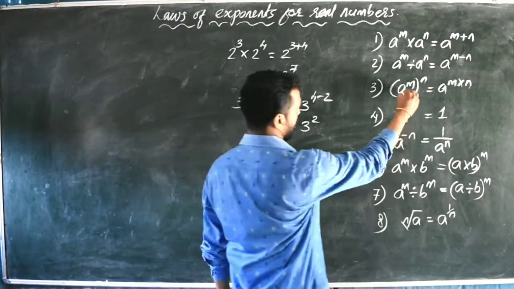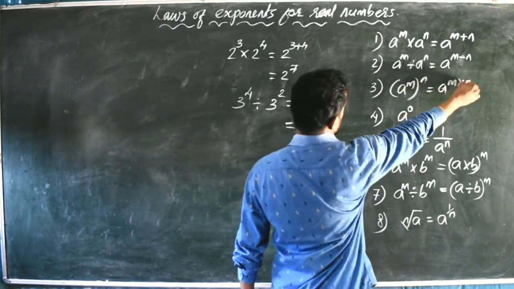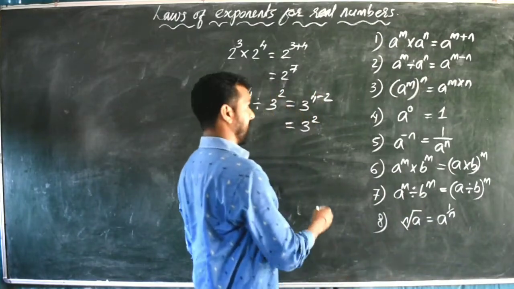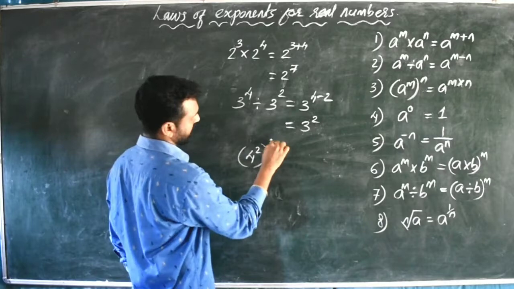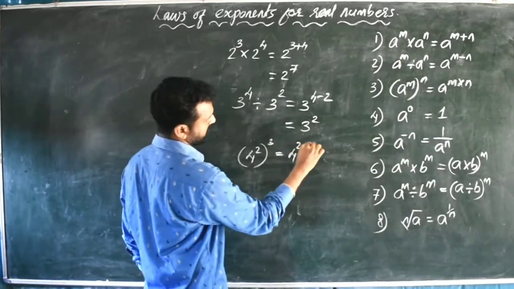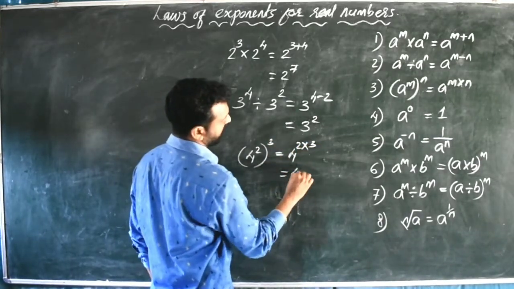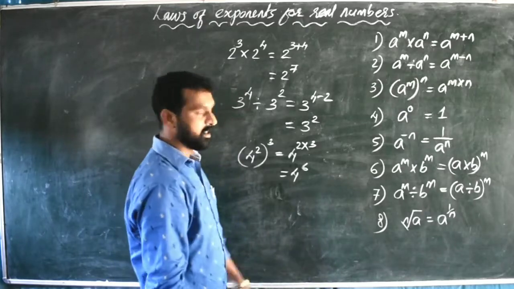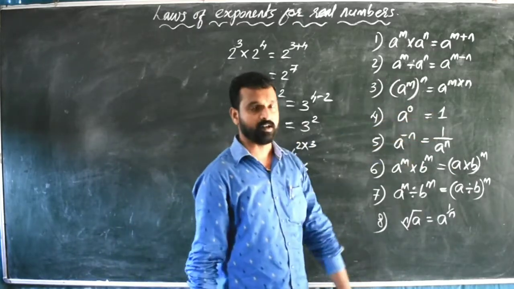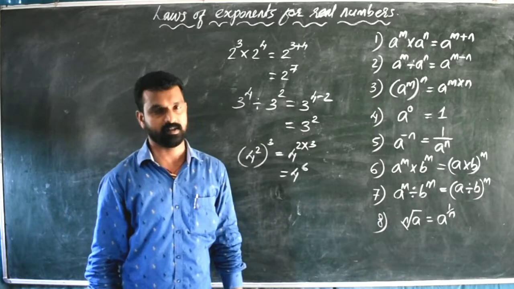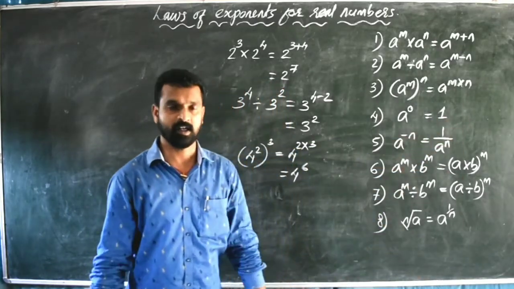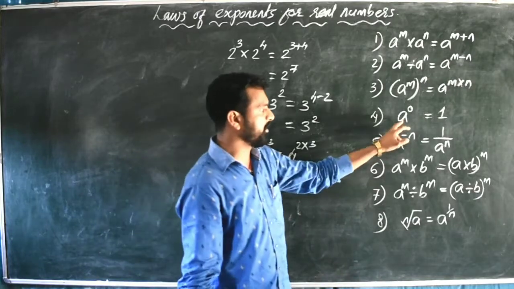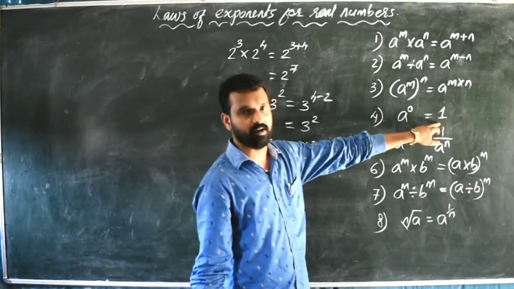And a raised to m the whole raised to n is equal to, what is the formula? A raised to m into n. Suppose it is 4 raised to 2 the whole raised to 3 is equal to, we can write 4 raised to 2 into 3, that is equal to 4 raised to 6. Then a raised to 0 is equal to what? Any number raised to power 0, the answer will be 1. Any number, rational number or irrational number, whatever it may be, if the power is 0, then the answer will be 1.